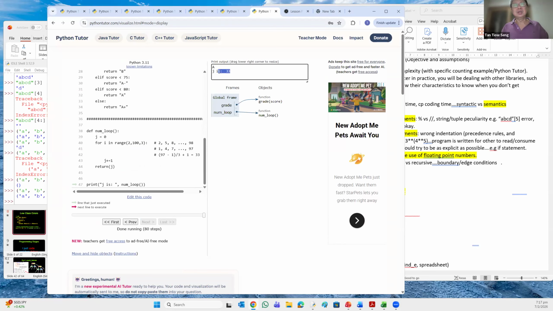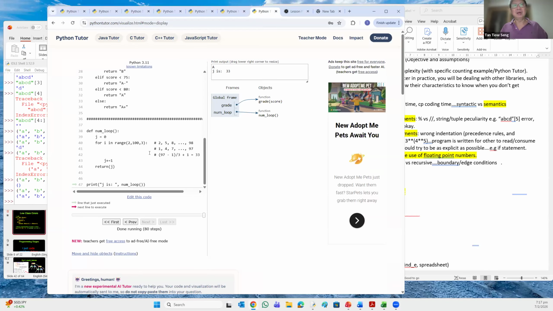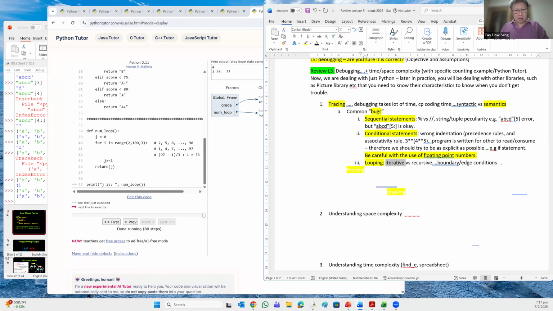All right, so J is 33. Okay, so this is how you can figure out the boundary condition. All right, and then to know whether whatever you have written here is indeed what you wanted. You wanted 33 times in this case. Okay.